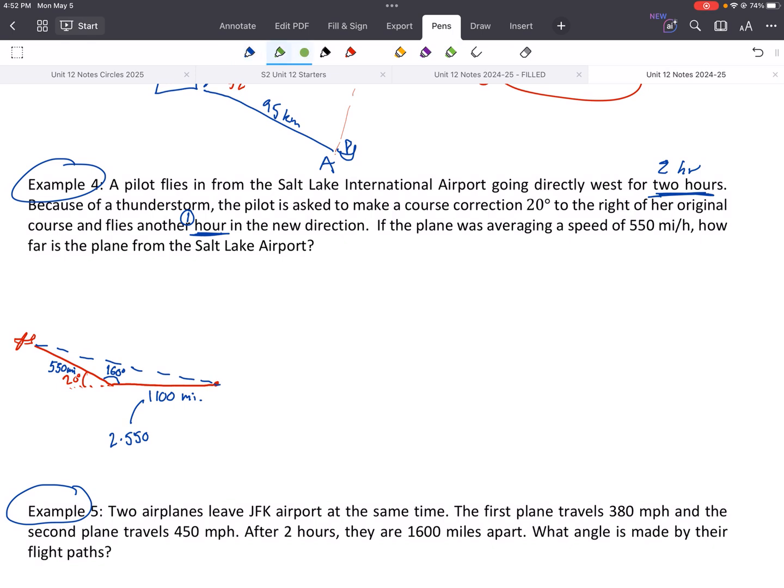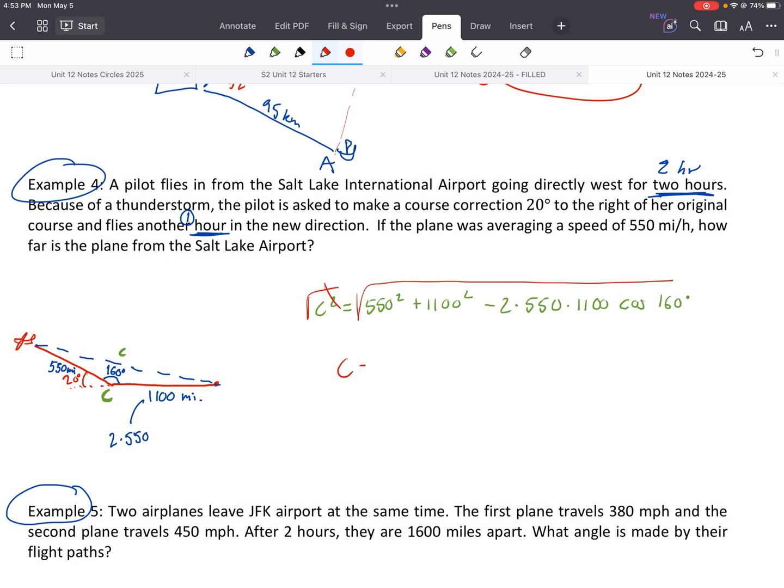So we're trying to find the angle that's across from that 160. Maybe we'll call this angle C, and this would be little c, okay? And we need to find that length. So we'll do c squared equals 550 squared plus 1,100 squared, subtract 2 times those same 2 sides, so 550 times 1,100, cosine of 160 degrees. Again, we'll square root both sides and put that into our calculator.